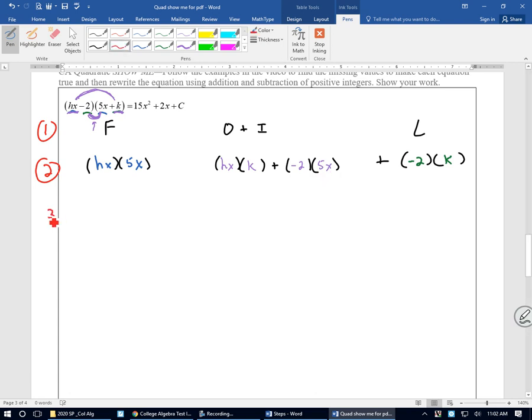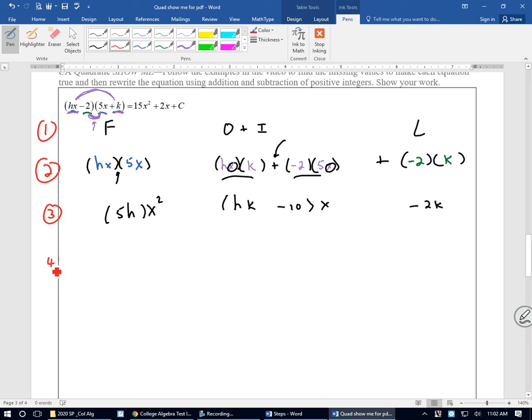Line 3, factor out your x and regroup. Why is that x squared? Because they're being multiplied together. And when I factor out my x out of this one, I have hk minus 10. Why is this one not x squared? Because they're not being multiplied, they're being added. And finally, -2k. I factored out my x's and simplified.